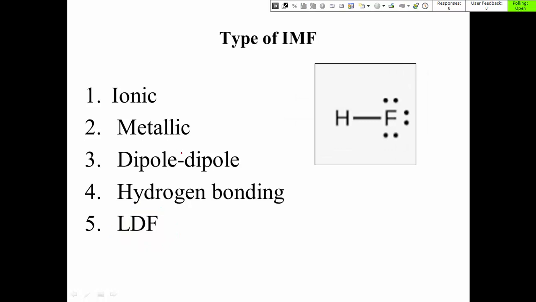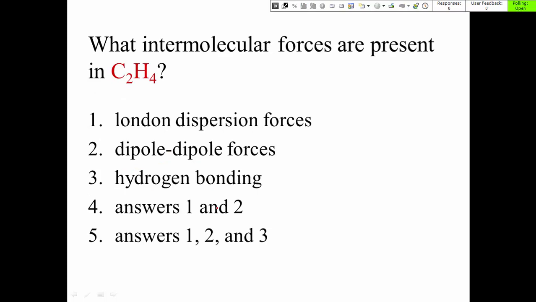Hydrogen fluoride, you might be tempted to go just to dipole-dipole because it's polar, but it can hydrogen bond because of the hydrogen attached to the highly electronegative fluorine. So what intermolecular forces are present in C2H4? Well, if you draw C2H4 out, you will see that it is nonpolar, so therefore London dispersion forces only.